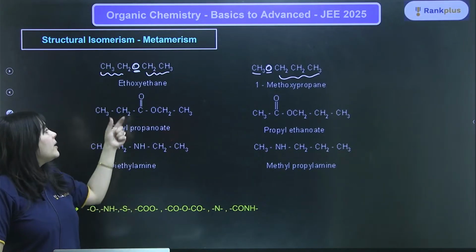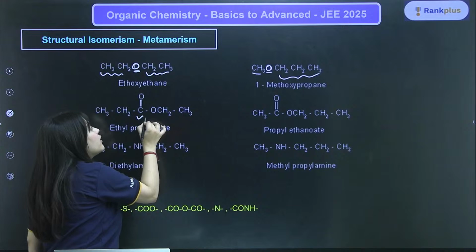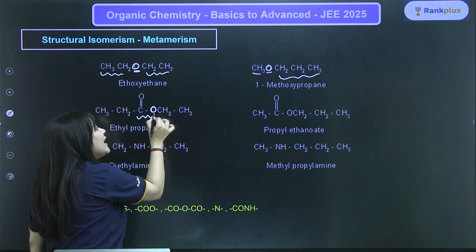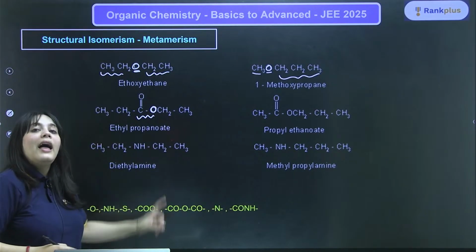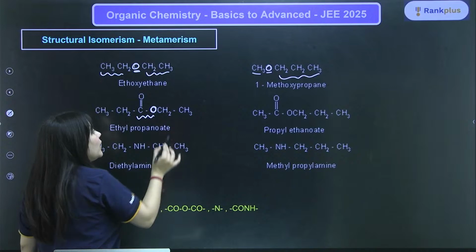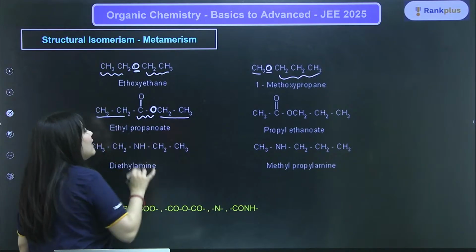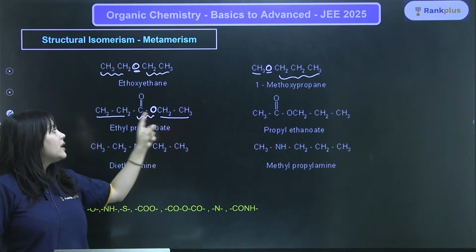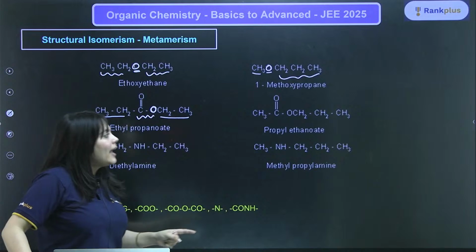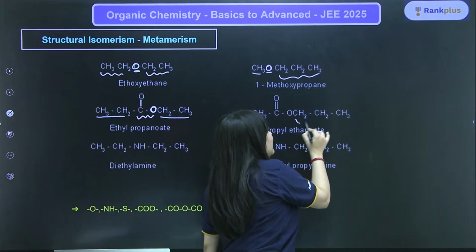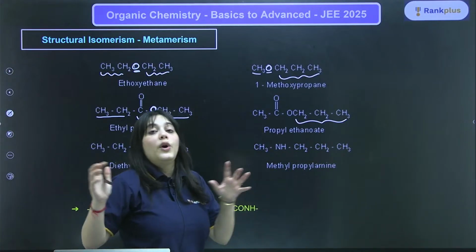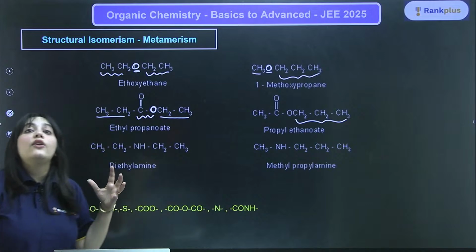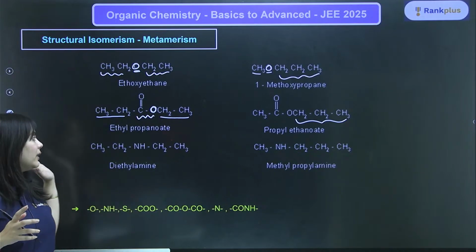Once again, metamers is shown by your ester functional group. There is once again oxygen here. Can everyone see? Around this oxygen, what you are doing is changing the length of the alkyl chain. For example, here 2 carbons are there, here 2 carbons are there. In the next one, you've taken 3 carbons over here. So you are changing the length of the chains around it.